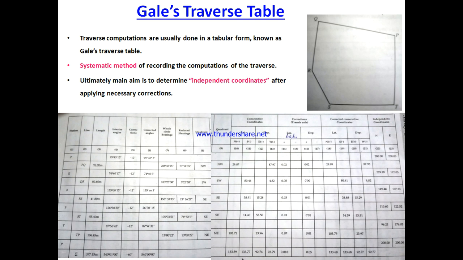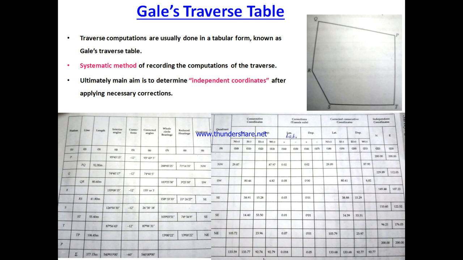Now what will be the summation of departure? Positive values we will consider are 92.74, and on the negative side it is 92.79. So when we deduct it, we will get somewhat minus 0.05 value here, 92.74 minus 92.79. So the summation of departure will be somewhat minus 0.05.